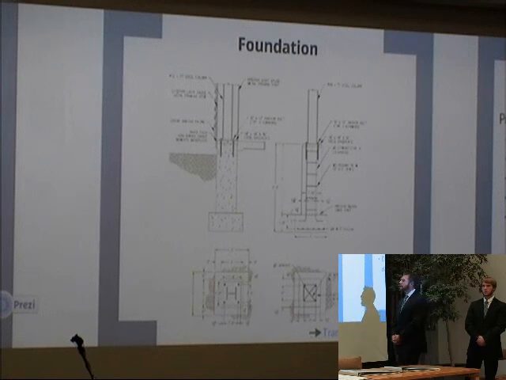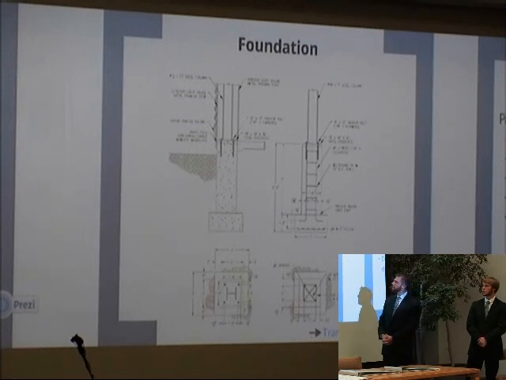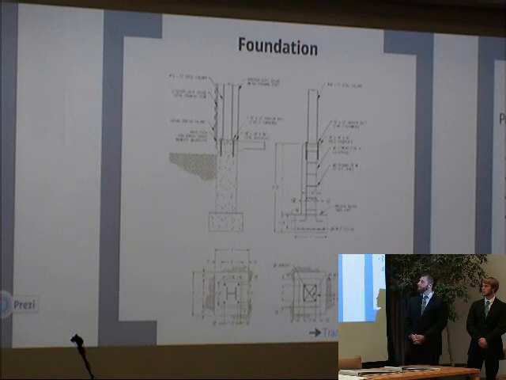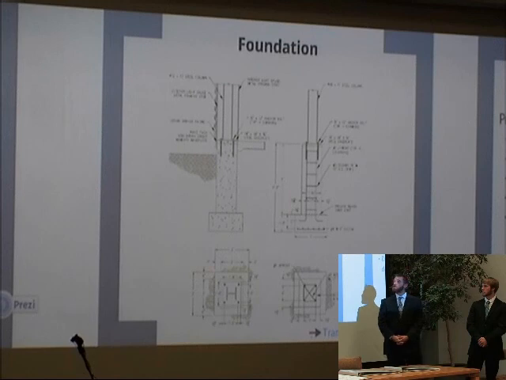So we used standard ACI reinforcement design in the concrete. The thickness of the actual footing came out to be 1 foot 8 inches, and the depth, 15 inches. And the depth of the actual rebar was 12 inches.